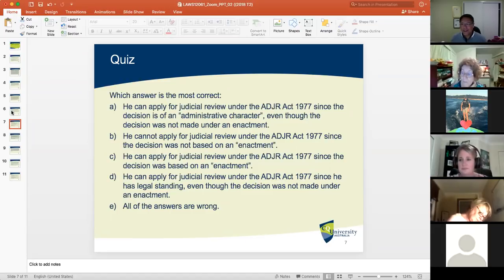So both the Griffith versus Stan case as well as ANU versus Burns are on the proposition that Sarah stated: that if an administrative decision is not made under an enactment but on the basis of a general law, you cannot seek recourse under the ADJR Act of 1977. Okay, very good. So we'll skip that. That was quite quick. Well done.